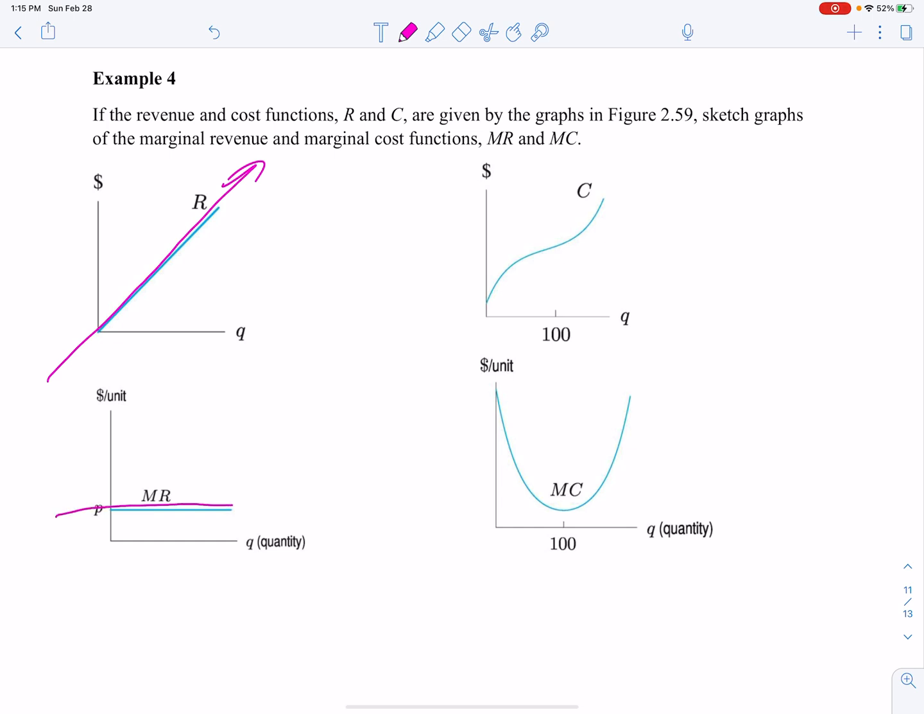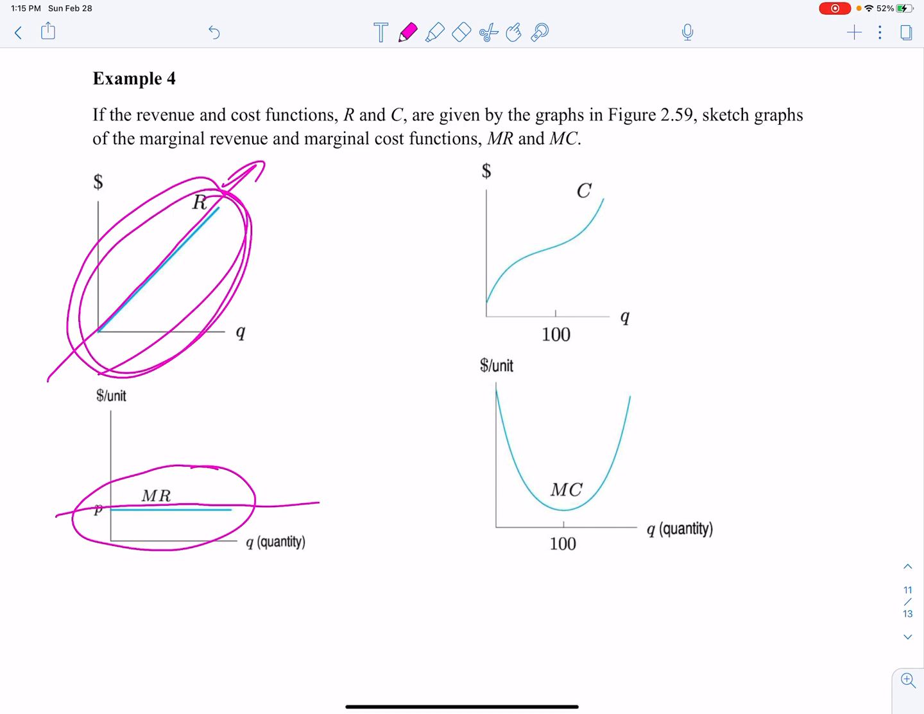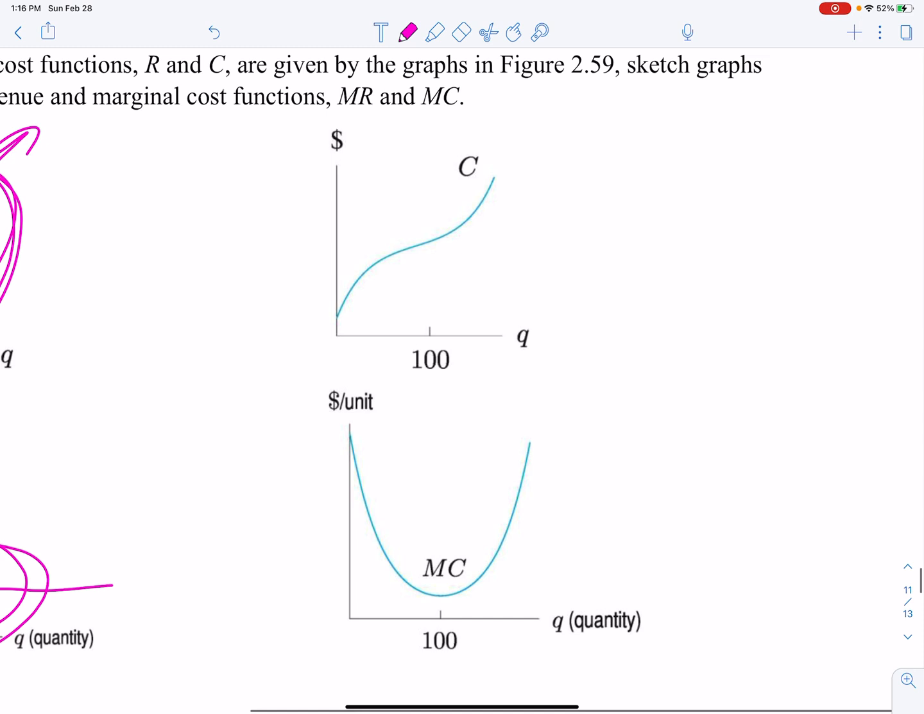So that's why this is a horizontal derivative, right? The function values of the graph are increasing at the same rate throughout. So the derivative stays constant, flatlined throughout. Okay? Revenue is increasing at a constant rate, then the derivative remains constant, a flat line. Okay? All right. So now this one here for cost, right?